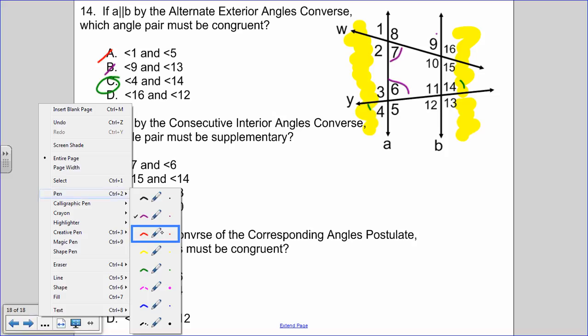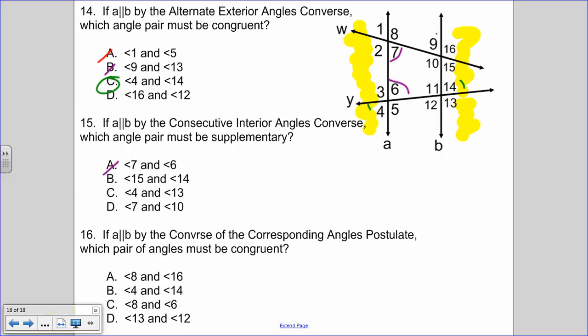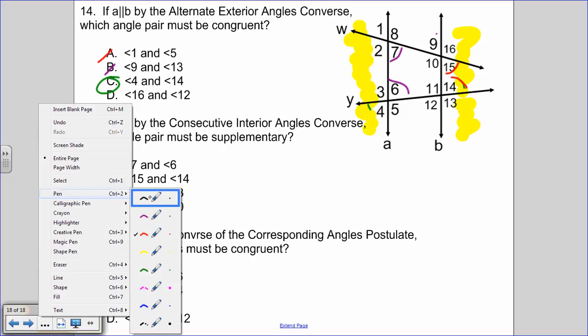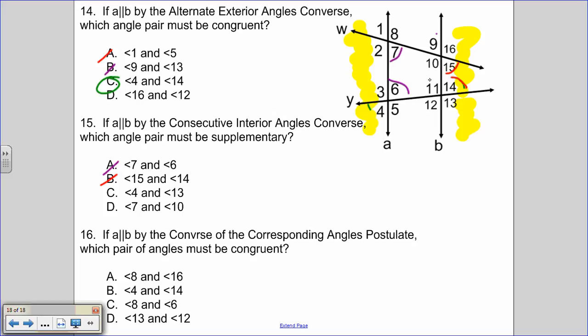All right, let's look at choice B. Angle 15 and angle 14. They're both in the exterior region, so this won't work either. Now we're looking at angle 4 and angle 13. Here's 4, here's 13. Those two are in the exterior region as well, so it can't be C. Our final option is D, 7 and 10. So this is basically a puzzle. If it doesn't meet the criteria, you have to eliminate it. So let's erase the board and start from ground zero again.